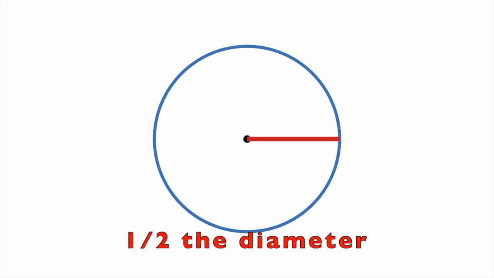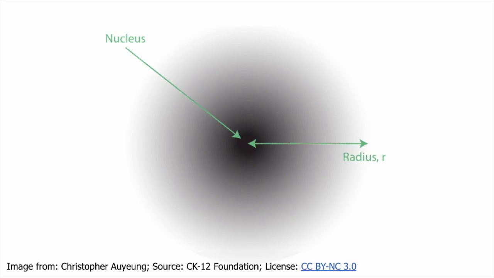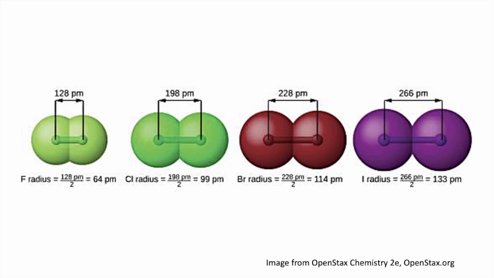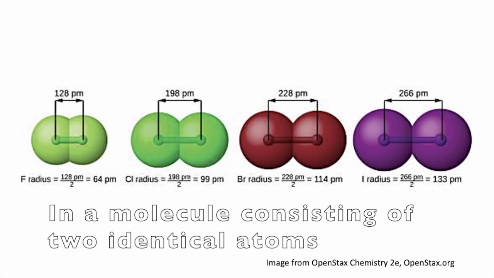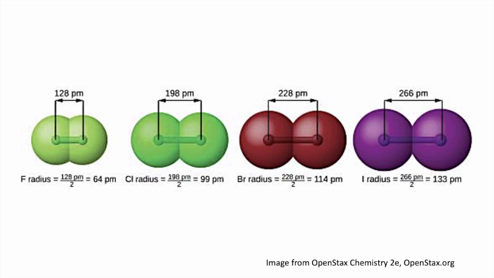Let's define what we mean by atomic radius. As you may recall from math class, radius is generally defined as the distance between the center of the circle and the edge of the circle, or 1/2 the diameter. Because electrons are moving around in clouds of probability, it's very difficult to tell where the edge of an atom is. Hence, atomic radius is defined as 1/2 the distance between the nuclei in a molecule consisting of two identical atoms joined by a covalent bond. A little complicated, but this is how it's defined.